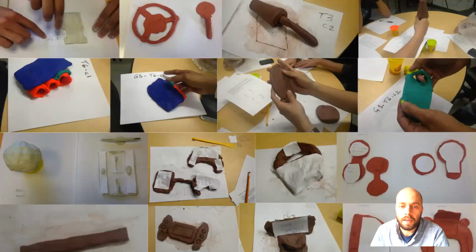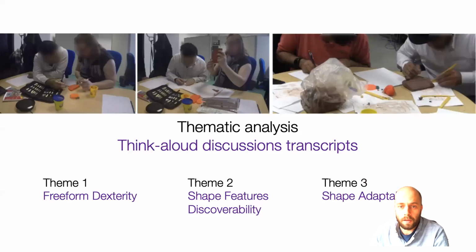Here you can see an example of the collected data beyond the discussion transcripts. Participants made sketches, clay prototypes, and took pictures of themselves, illustrating how to grasp the devices. We conducted a thematic analysis on the think-aloud discussion transcripts, and we identified 3 emerging themes, which are freeform dexterity, shape features discoverability, and shape adaptability.